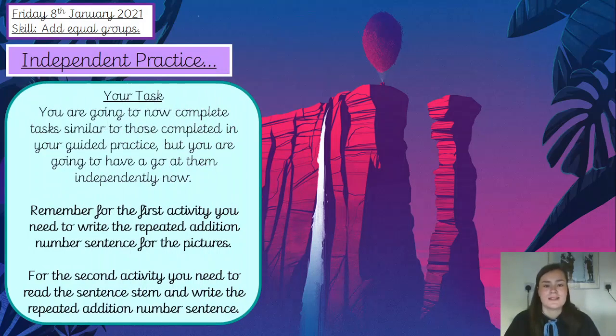Right, your task today then. You are now going to complete tasks very similar to those completed in your guided practice, but you are going to have a go at them on your own. Remember, for the first activity, you need to write the repeated addition number sentences for the pictures. And for the second activity, you need to read the sentence stem and write the repeated addition number sentence. So you're just working backwards with the second activity.